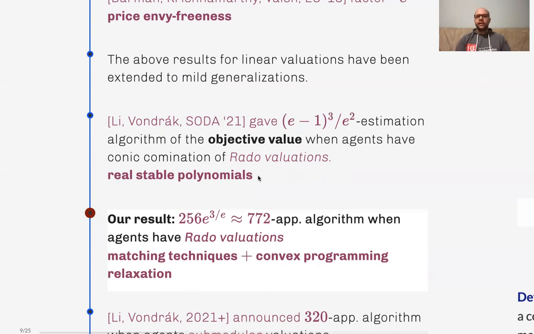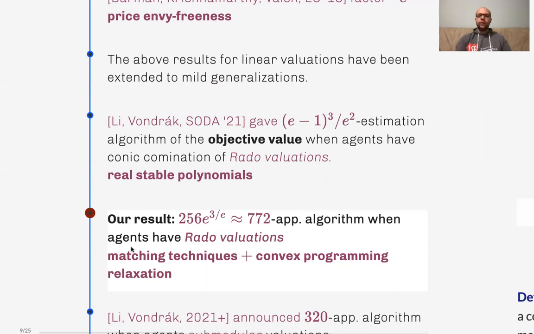I'll repeat again. Essentially, they can only approximate the objective value up to a constant factor, but cannot find an allocation. What we give here is a constant factor approximation algorithm for the Nash social welfare problem when agents have Rado valuations, which I said will be introduced shortly. And we use some matching techniques and some convex programming relaxations to achieve this.